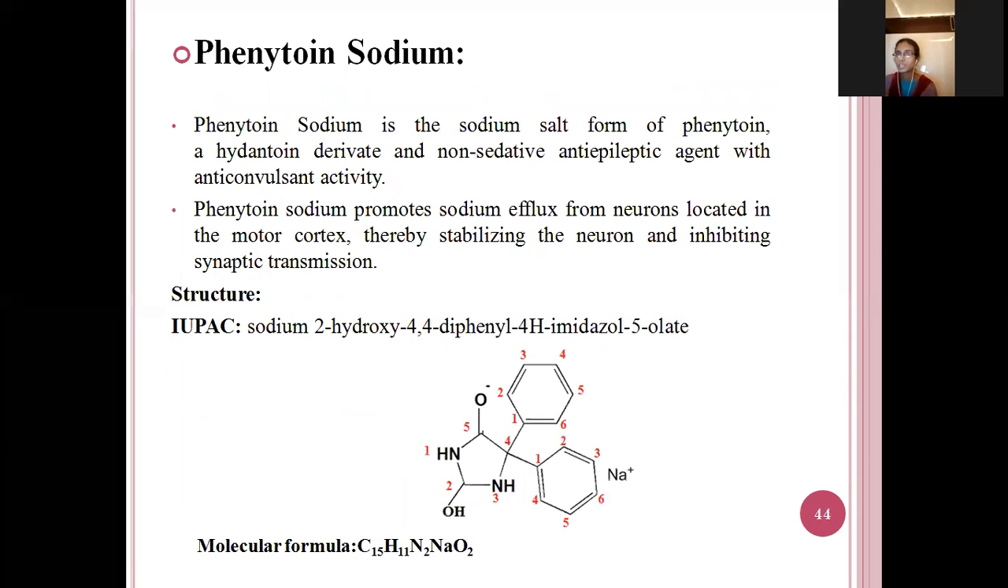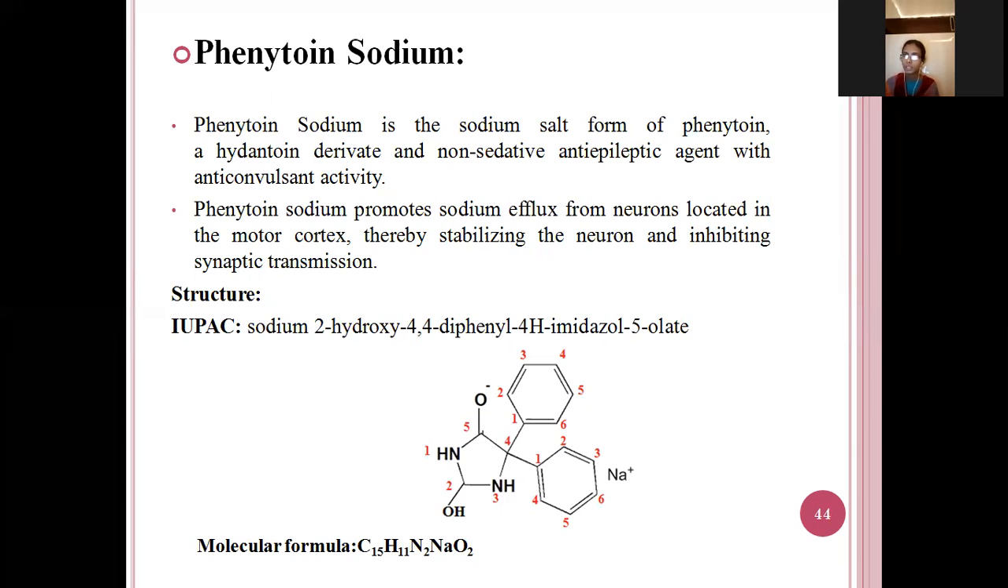So next drug is phenytoin sodium. Phenytoin sodium is available in the sodium salt form. It is a non-sedative anti-epileptic agent and also has anti-convulsant activity. So it has anti-arrhythmic, anti-convulsant, and anti-epileptic activity.